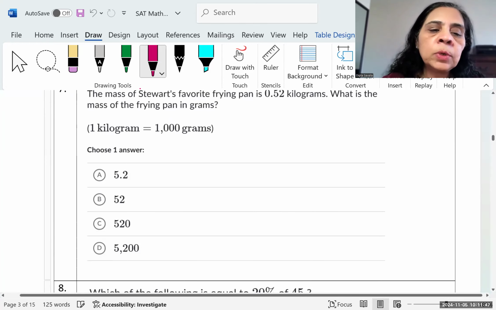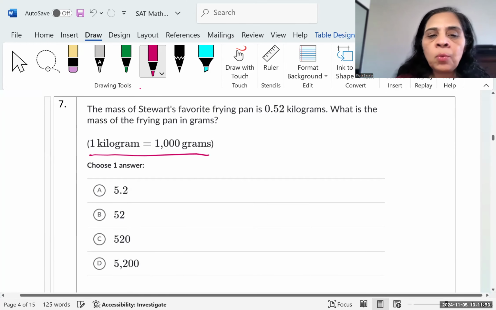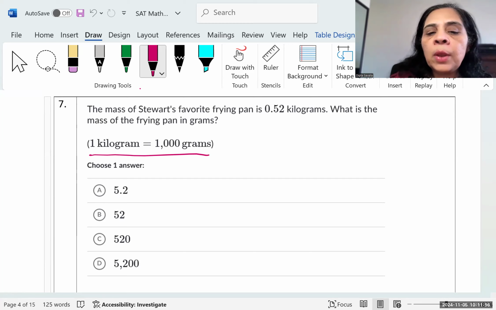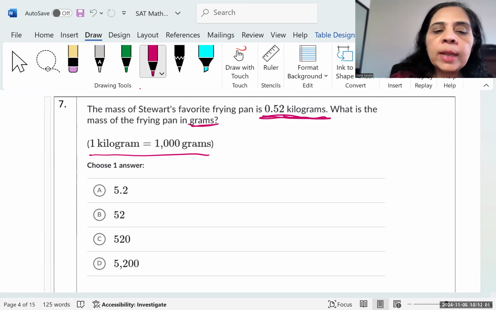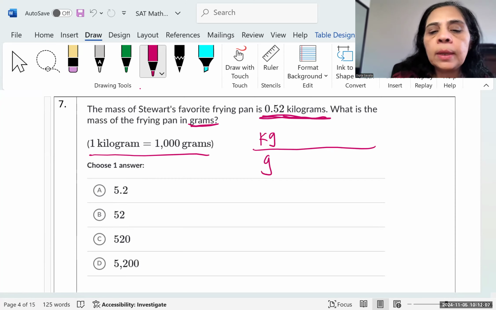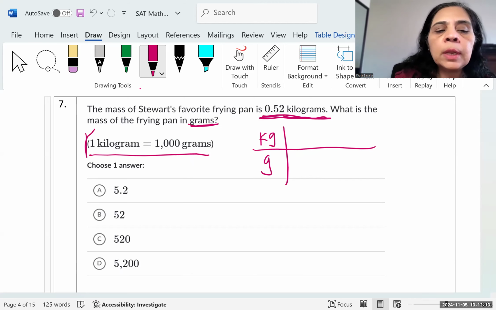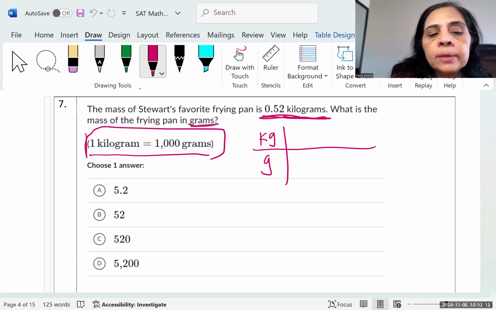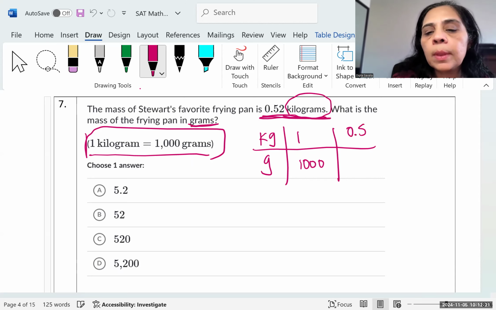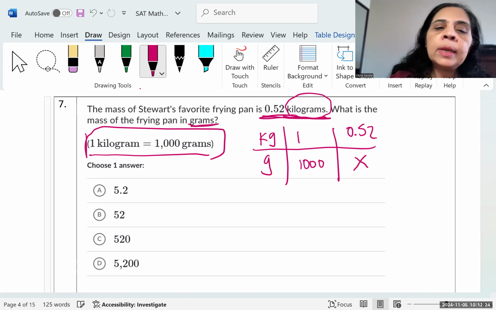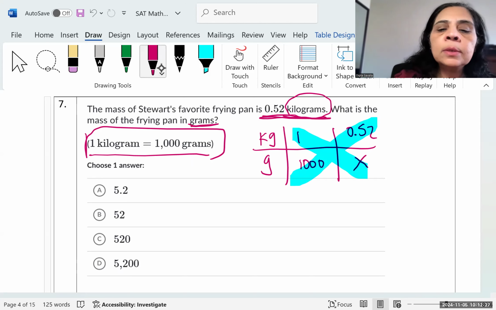Let's see here, next one. Again, we can see we have conversion. So remember, we can make a table here. The mass of Stewart's favorite pen is 0.52 kilogram. And we are looking for the answer in grams. So simply we can just make a table, kilogram and gram. So we can write this one. It doesn't matter which one you write first. So 1 kilogram, 1,000 grams. And the second part we have given is kilograms, so I'll write on top. This one we need to find. Now simply we can do cross multiplication.